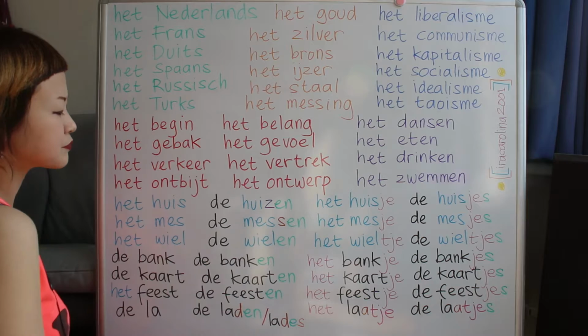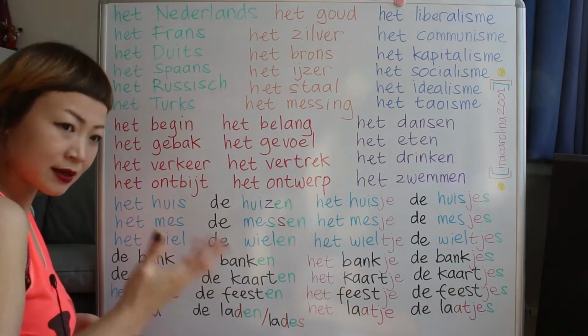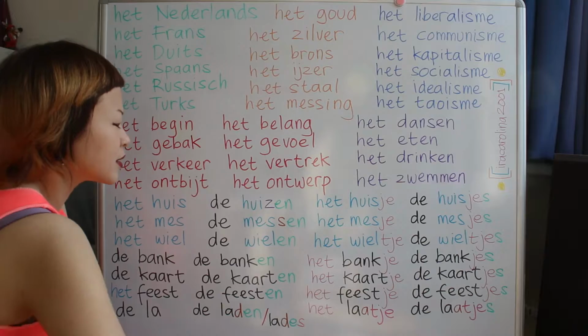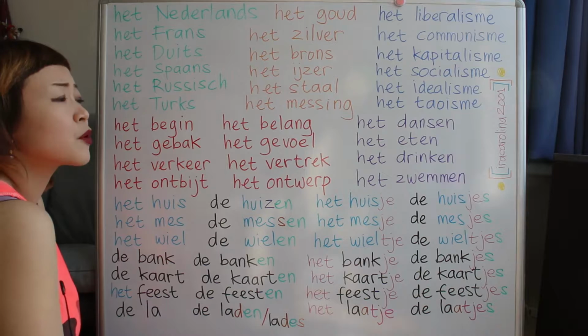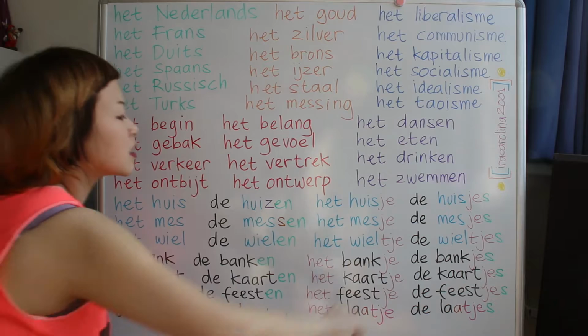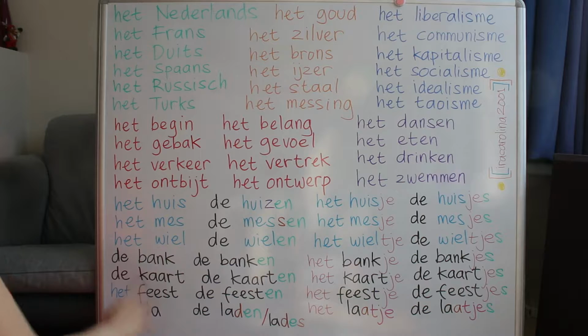Small wheel, or real wheel, or toy wheel, or wheel toy. One, het wieltje. And if more than one, little wheels, de wieltjes. These words always come with de when they are more than one, or plural.